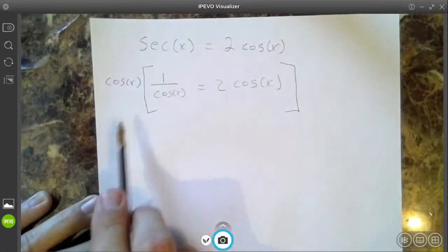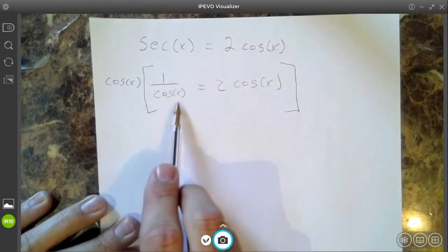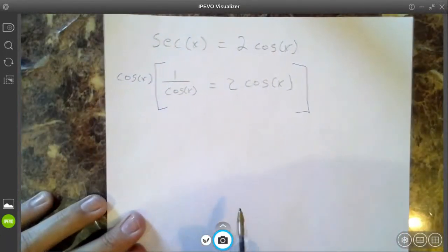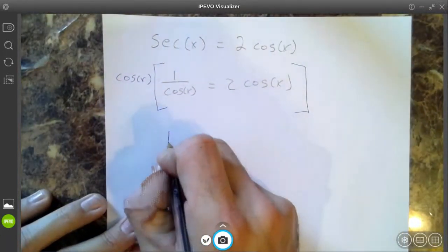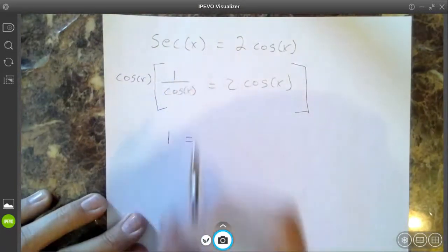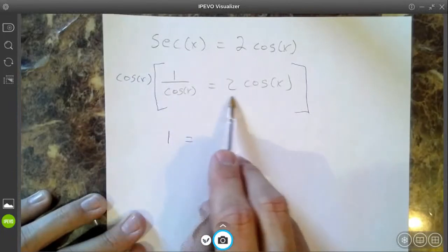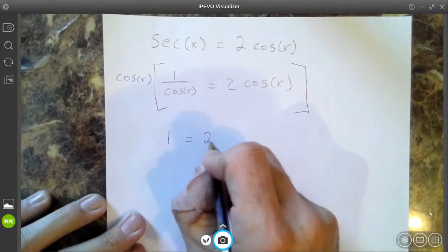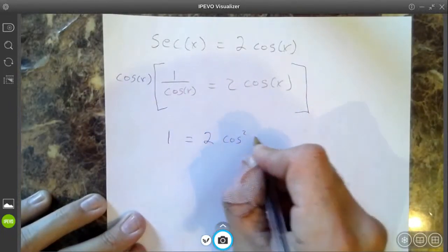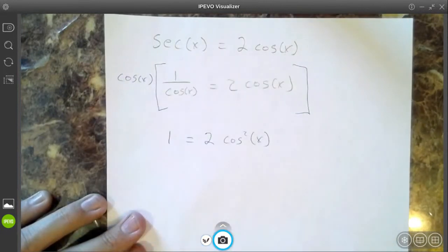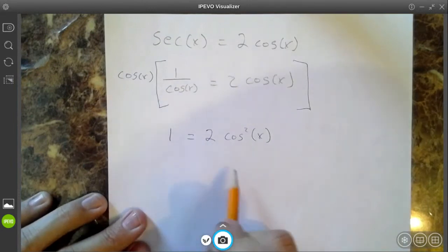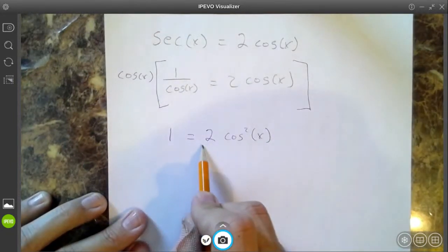Cosine of x times 1 over cosine of x will just leave me with a 1, right? Because there was a 1 up top. And then on the right-hand side, cosine x times this is going to be 2 cosine squared of x. All right, let's solve this now. A little funkier than before, I promise you.